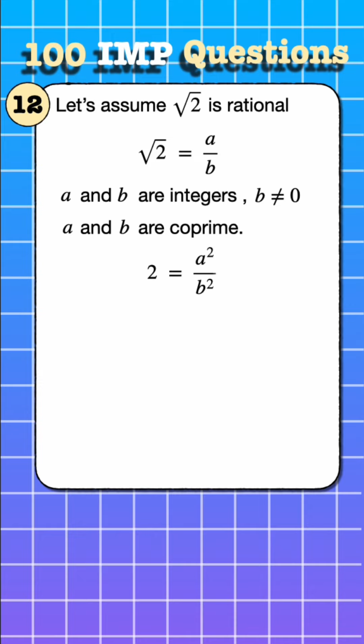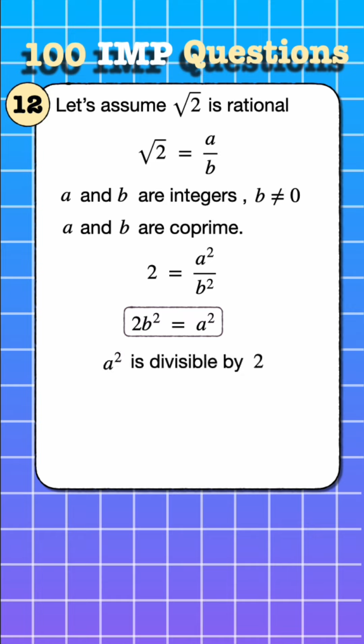Now square on both the sides will give you 2 is equal to a square upon b square. And if you transfer b square to the left hand side, you will get 2b square is equal to a square. So we can say that a square is divisible by 2 because a square's factors are 2 and b square. Correct. So a square is divisible by 2. Now we will apply the property that if a square is divisible by 2, then its square root a is also divisible by 2. Okay, this is an important step.